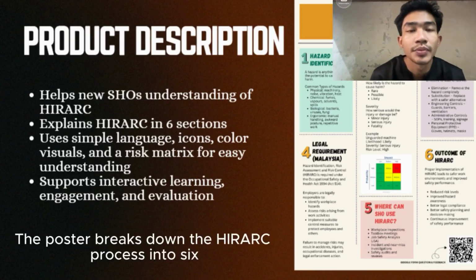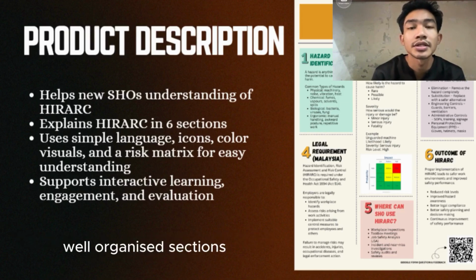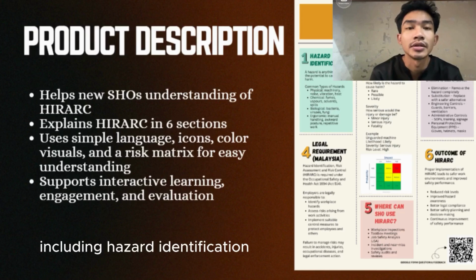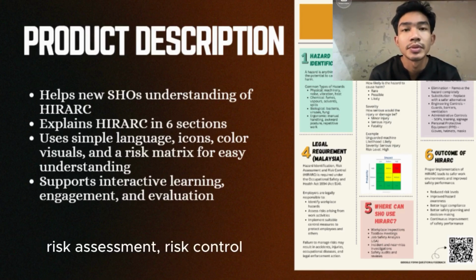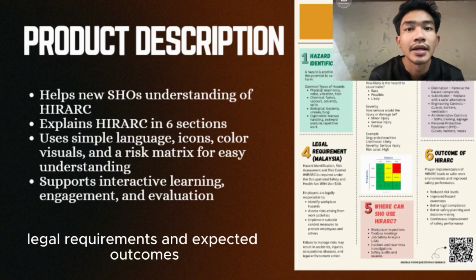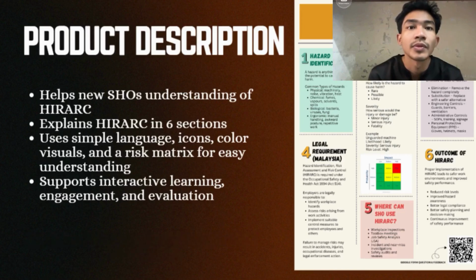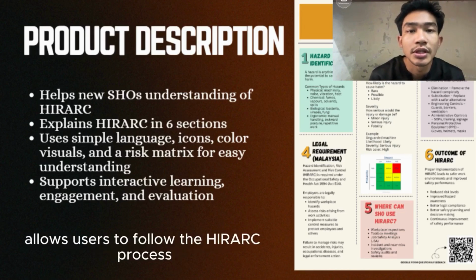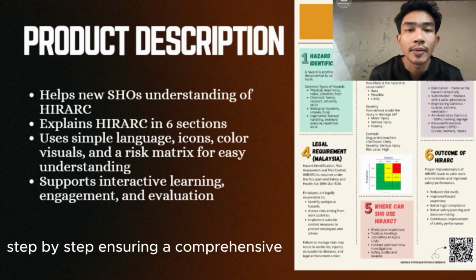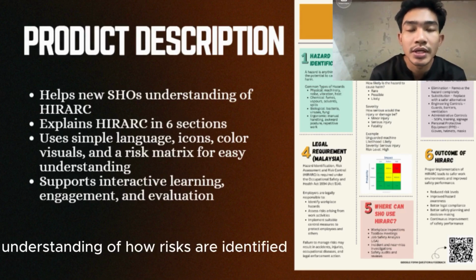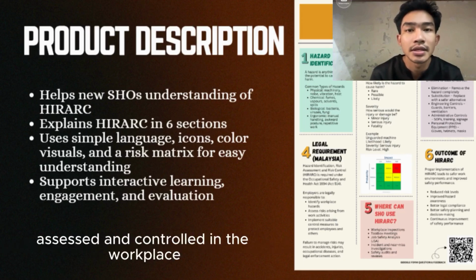The poster breaks down the HIRAC process into 6 well-organized sections, including hazard identification, risk assessment, risk control, legal requirements, and expected outcomes. This systematic approach allows users to follow the HIRAC process step by step, ensuring a comprehensive understanding of how risks are identified, assessed, and controlled in the workplace.